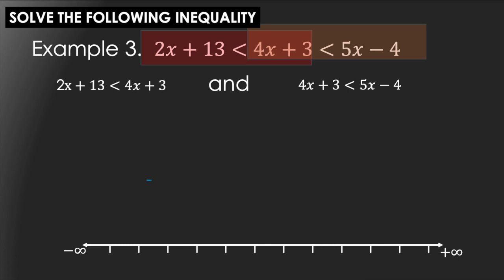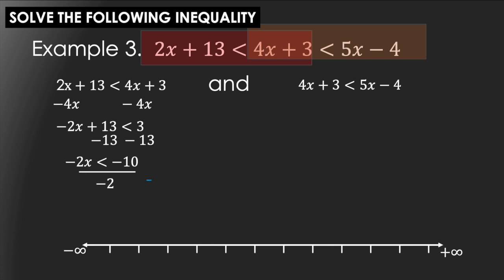Now let's bring all x terms to the left side by adding negative 4x. We get negative 2x plus 13 less than 3. Now isolate the x term on the left by adding negative 13 on both sides. We have negative 2x less than negative 10. Isolate x by dividing both sides by negative 2. When you multiply or divide an inequality by a negative value, the direction of the inequality will be switched. So less than is switched to greater than sign. So we have the first part of our solution, which is x greater than 5.